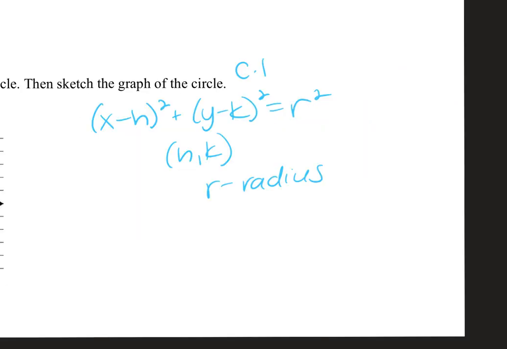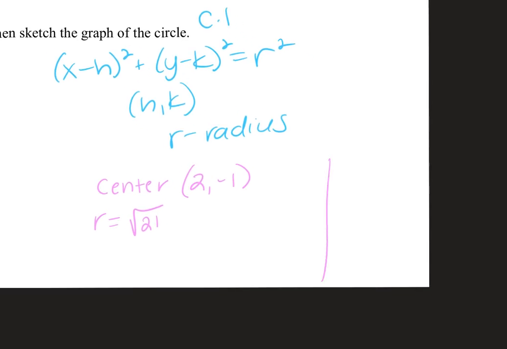So let's say, for example, I had a center that was (2, -1), and I had a radius that was the square root of 14. Well, this is 14. Let me give you a different one: square root of 21. If I wanted to graph that, I would go to 2, right 2, down 1, and plot my center. And then I would have to find the approximation of the square root of 21, because that's obviously not a perfect square, right?